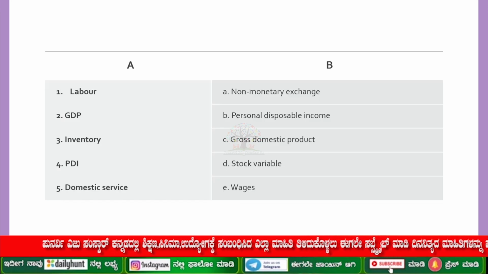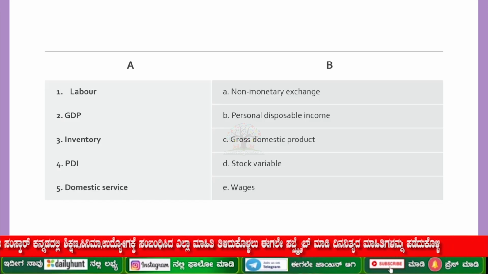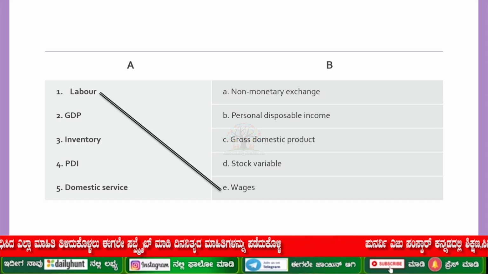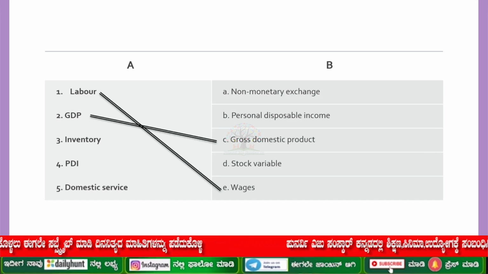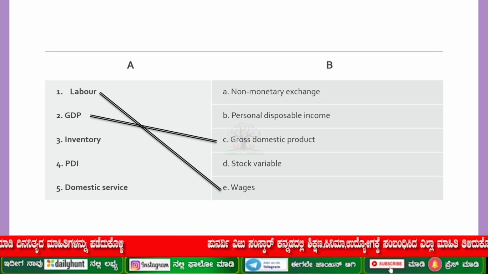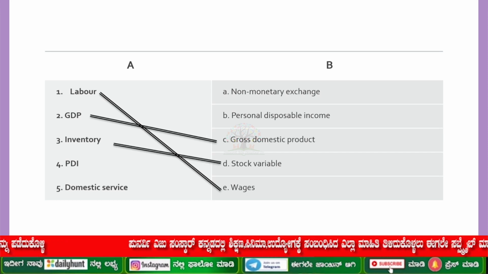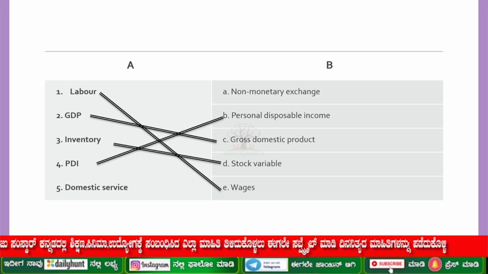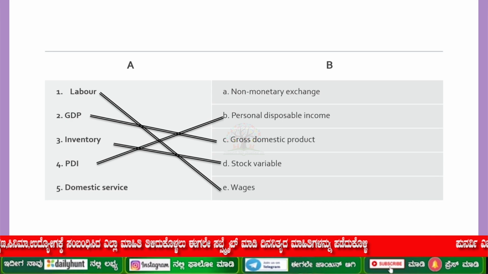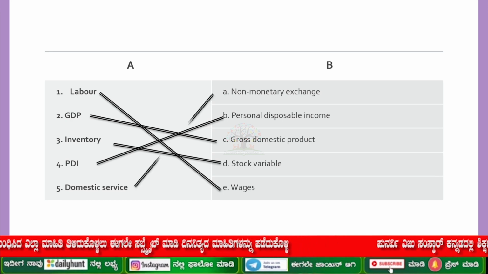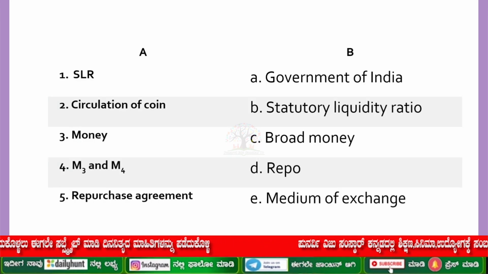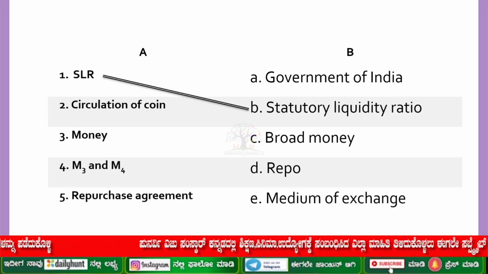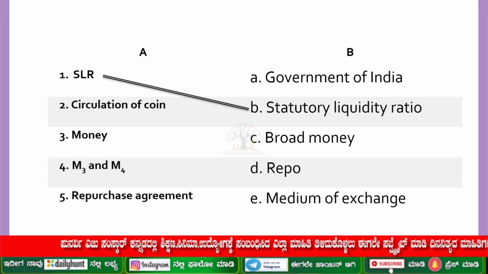Now let us discuss this one. Labor, for labor we know the reward will be wages. GDP, expansion, gross domestic product. Inventory, it is a stock variable. PDI, personal disposable income. Domestic service, it is a non-monetary exchange as it is not included in GDP. This is the expansion for SLR. It is statutory liquidity ratio.